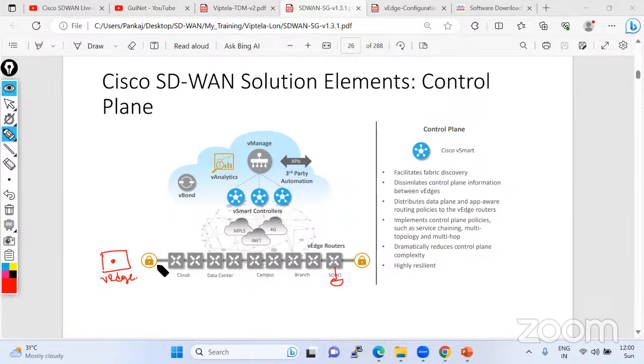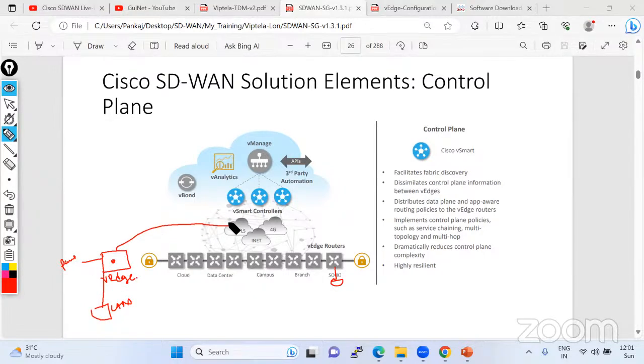There is no information on it. So once you connect the power, you connect the WAN cable by any other transport, and once you connect the LAN cable to the switch, power is on, WAN is connected, LAN is connected.